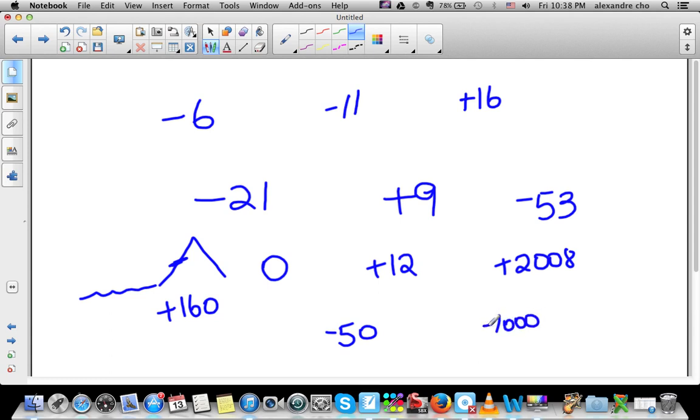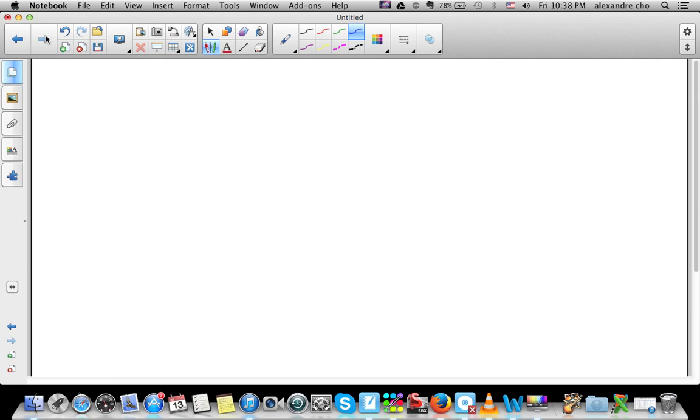1000 BC would be negative 1000. Okay, and then you have to do 1 through 6, 10, 11 through 22. Let me turn the page here. 11, 19. So we're on 19. Absolute value of 6. Oops.